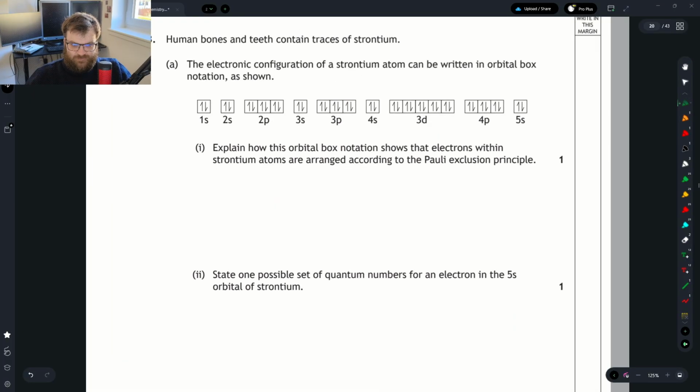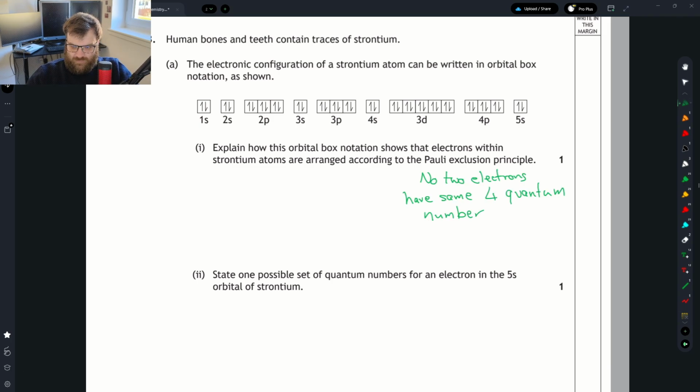Next one, to explain how this shows they're arranged according to the Pauli exclusion principle. The Pauli exclusion principle says that no 2 electrons will have the same 4 quantum numbers. In more simplistic terms, if one's pointing up, the other points down, so all of the electrons in the same box have opposite spins. Because of that, they would have different quantum numbers.